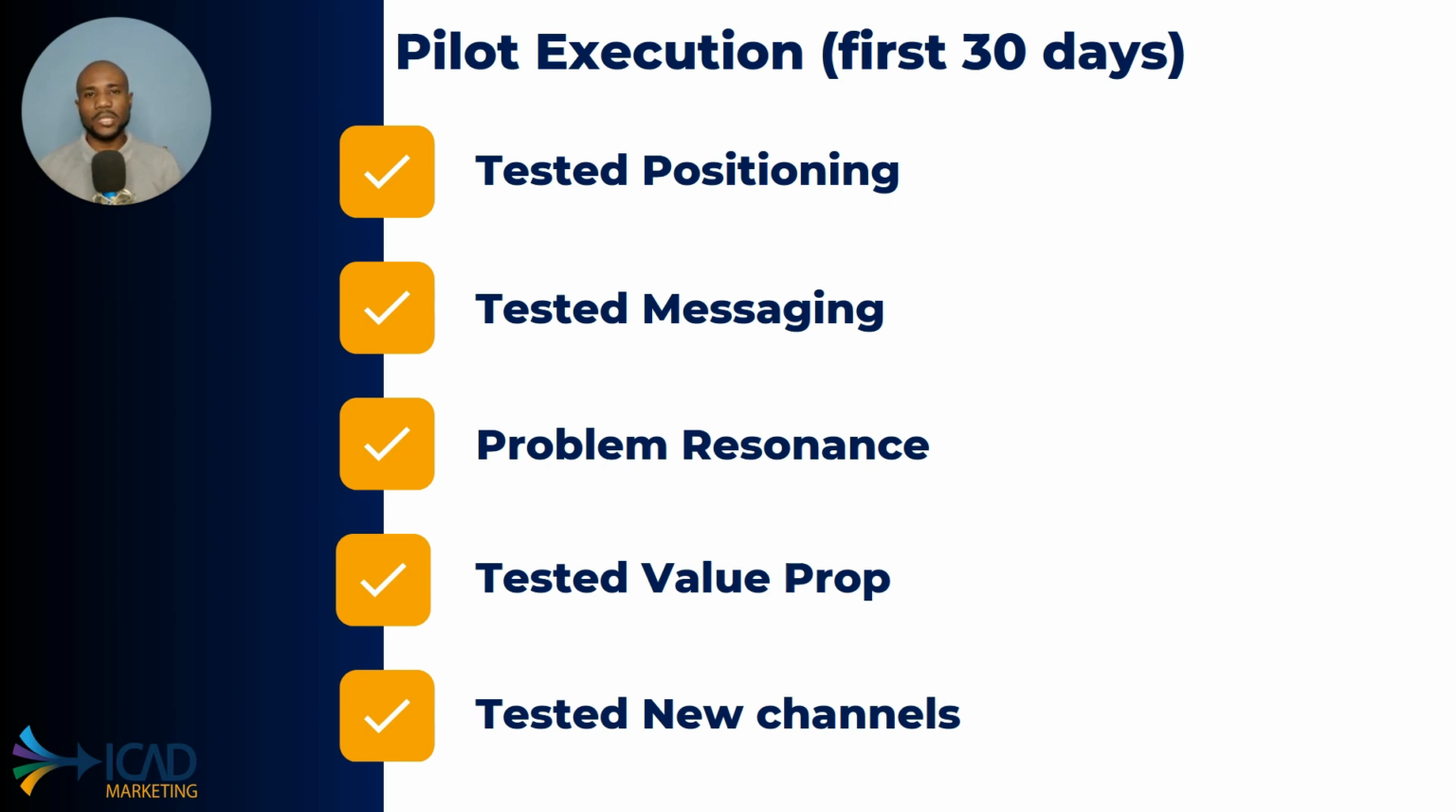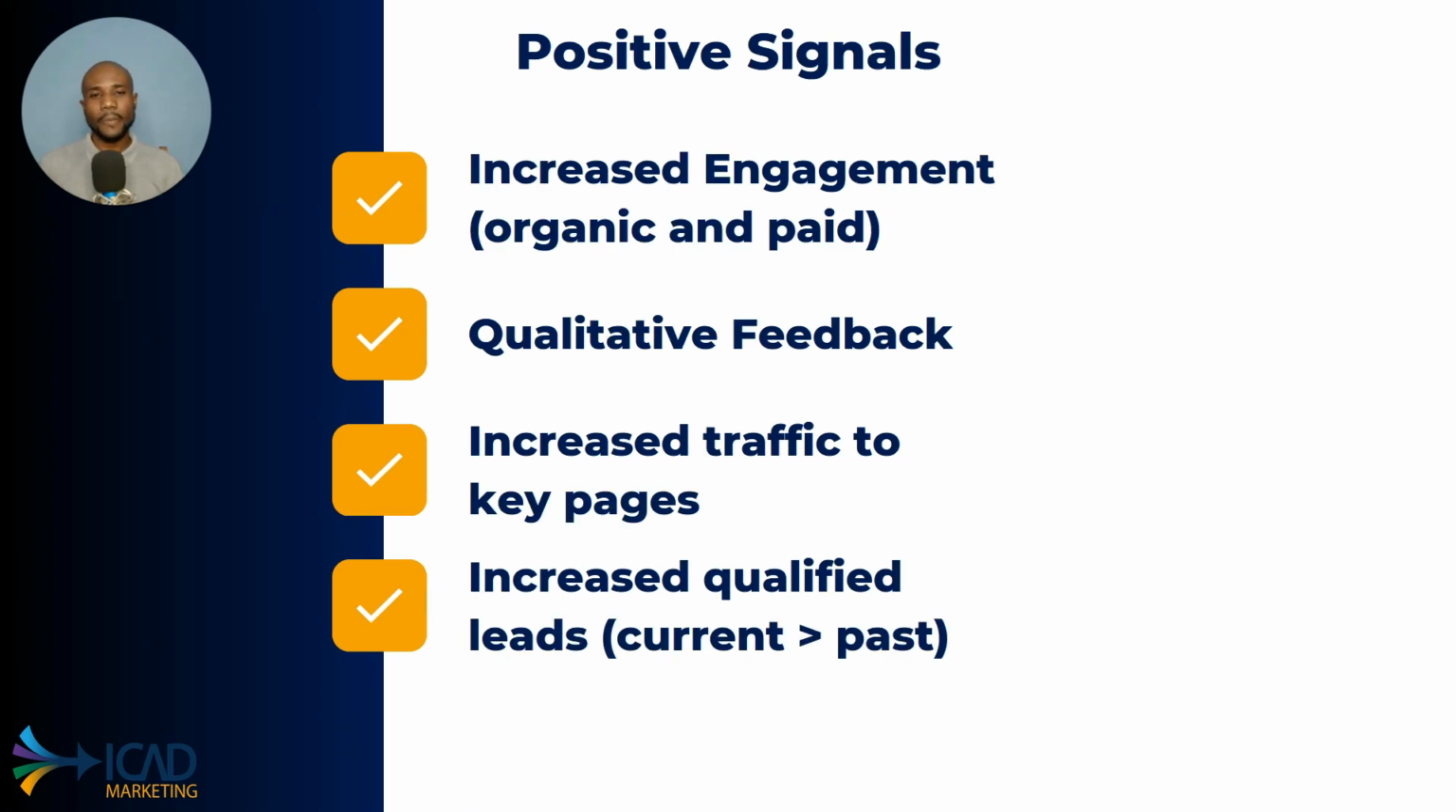And as I mentioned, we also tested new channels such as Instagram and Facebook for this particular client. So some of the positive signals we were looking for to tell whether or not we got a hit or a miss is increased engagement on organic and paid content and ads, qualitative feedback from people within the comments, such as they say, hey, this really resonates with me, or you guys are saying exactly what I was thinking, or this is a really great piece of content because we struggle with this exact same problem, or hey, it's almost like you guys are reading our minds. So we look for certain signals in terms of that qualitative feedback.